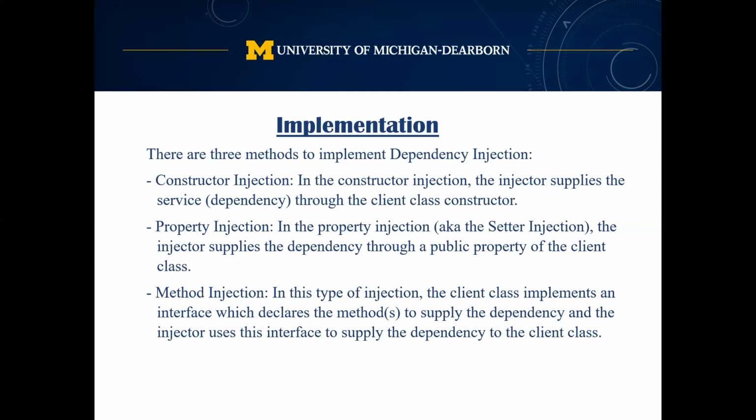Property injection, also known as setter injection. The injector supplies the dependency through a public property of the client class. Method injection: in this type of injection, the client class implements an interface which declares the methods to supply the dependency, and the injector uses this interface to supply the dependency to the client class.